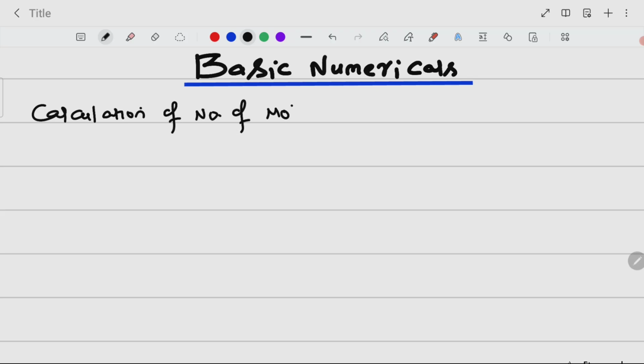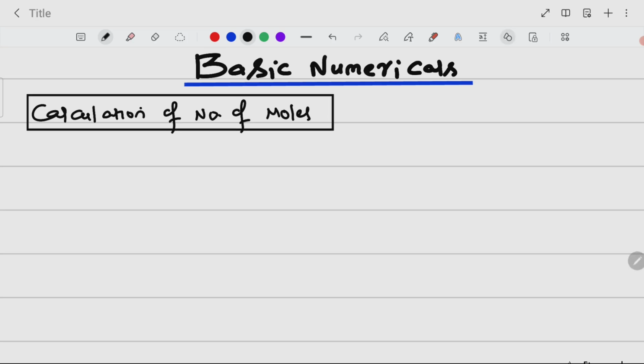See, in three ways we calculate number of moles: based on mass, based on volume, based on number. Let us see one by one the calculation of number of moles. Method number 1.